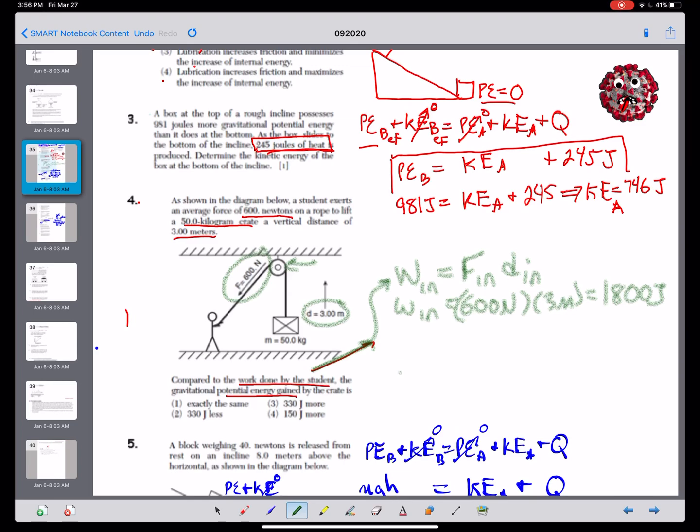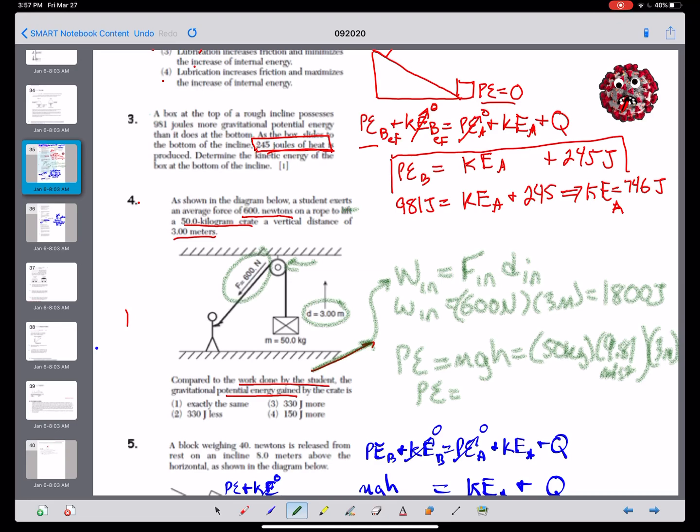Okay, so they're asking you to compare work in to PE. So how do we get the PE for that box? The PE, simple enough. It's a 50 kilogram box. So you got your M of 50 kilograms. We have our G of 9.81 meters per second squared. And we have our H of going up 3 meters. What do you see for PE? PE, 50 times 9.81 times 3.